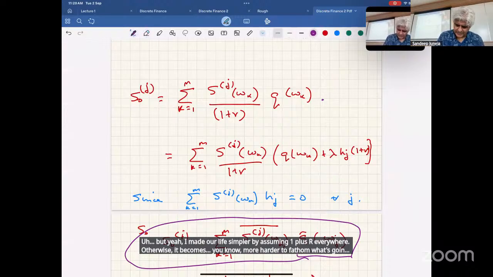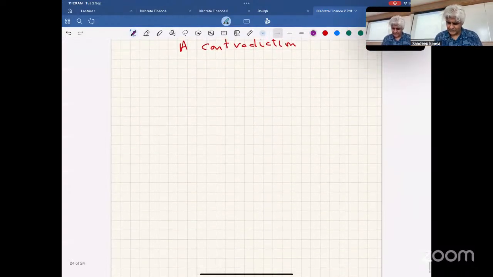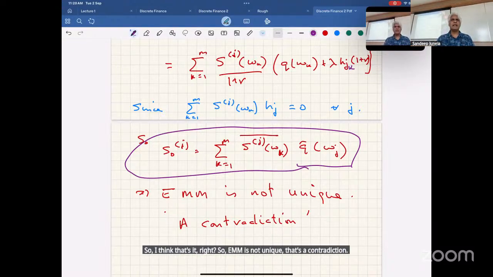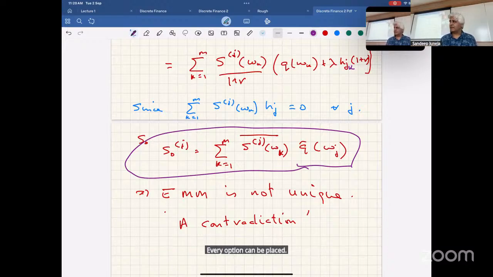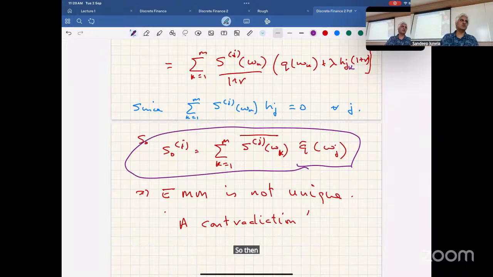Okay, this should be K. So I think that's it, right? So the EMM is not unique, that's a contradiction. And again, if you have a complete market, every option can be priced by a replicating portfolio, so no-arbitrage pricing gives you the price of that portfolio. In incomplete markets, there are certain options that cannot be priced, but you can develop bounds on them. So then you have to worry about how to price them.